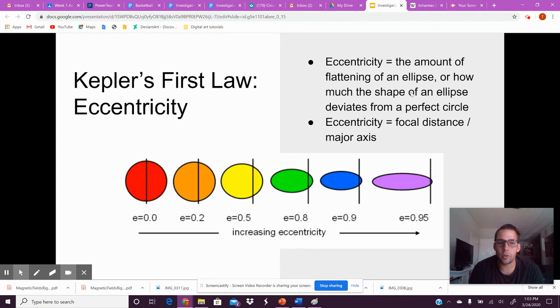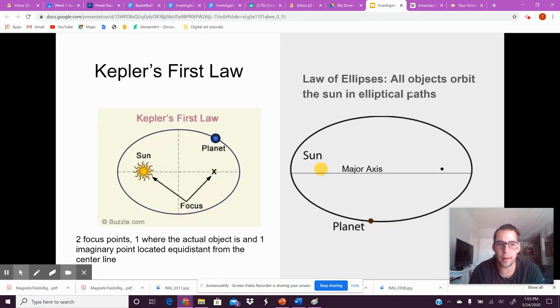How elliptical the object is is called its eccentricity. It's the amount of flattening of an ellipse, or how much the shape of an ellipse deviates from a perfect circle. So it's going to be the focal distance divided by the major axis. What that means is, if I go back, the focal distance is how far away the two focus points are from each other. You're going to measure that distance, and then you're going to divide it by the major axis. And if you look on the right-hand side, you can see that ellipse and that line that goes across its widest point. That is the major axis.